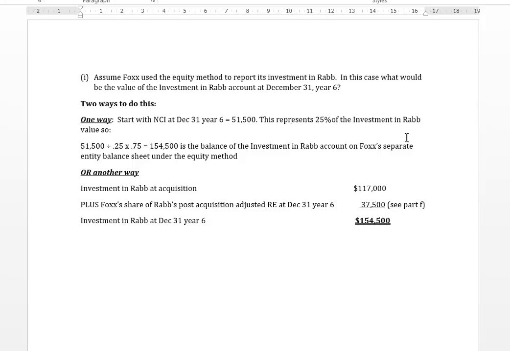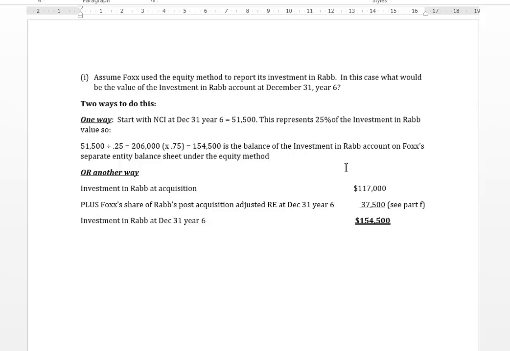So if I took the NCI's 25% share of that investment, which is $51,500, which I calculated earlier, and divided it by 25%, I should get what 100% of the investment is, right? So if I took $51,500 and divided it by 0.25, I would get $206,000. I'll just put that in here. Now, if I multiplied that by 75%, if that's 100%, then 75% would be the actual value of the investment account on Foxx's separate entity balance sheet under the equity method. So that's one way of doing it.